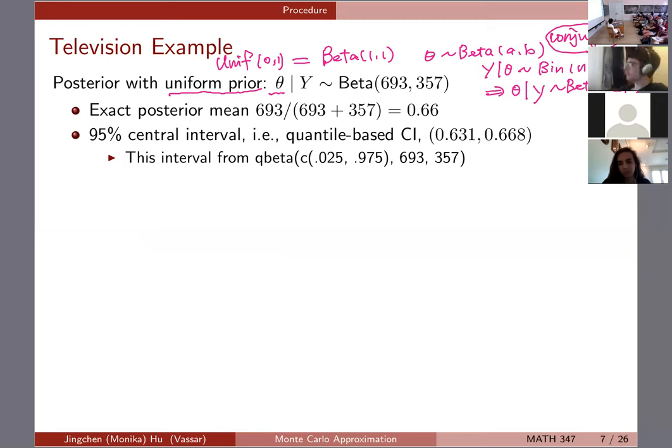All right, so this is following what we did before. Now I want to show you, what we had done before was the analytic solution. Because it's conjugate, you start with the beta prior, combine it with the binomial model, and come up with a beta posterior. Because we know about this beta distribution, you can summarize directly from it, which is the analytic solution. Remember back then, the exact posterior mean: because it's a new beta distribution with 693 and 357 as the two new a and b, the exact posterior mean would just be the ratio a over a plus b, which is about 0.66. And if you want a 95% central interval, you can use the quantile function. Remember, we use qbeta, and then just return the middle 95%.